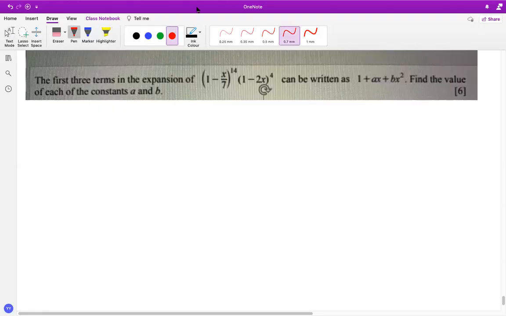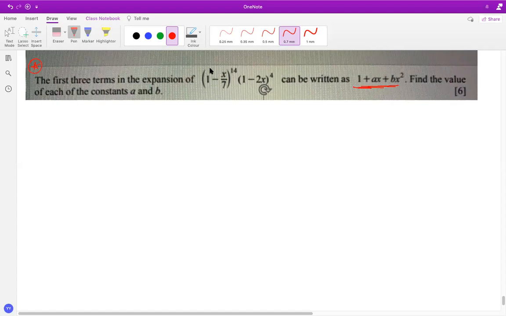All right. So in this segment, basically just taking one question, which is a good quality question on binomial expansion. The question is (1 - x/7)^14 (1 - 2x)^4 can be written as 1 + ax + bx². Now, such questions generally are asked in additional math, IB math HL and SL, all three courses. So, what should be the strategy to solve these questions?